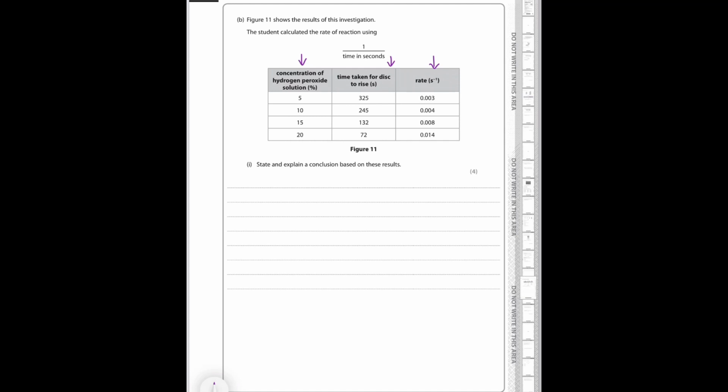So we can clearly see that as the concentration of hydrogen peroxide solution increases, the rate of reaction increases. And this would be due to, as we have a higher concentration of hydrogen peroxide, that means there's more substrate. And if there's more substrate, then we're going to increase the number of collisions. And if we increase the number of collisions, that means that more oxygen is going to be released and the reaction would be faster.